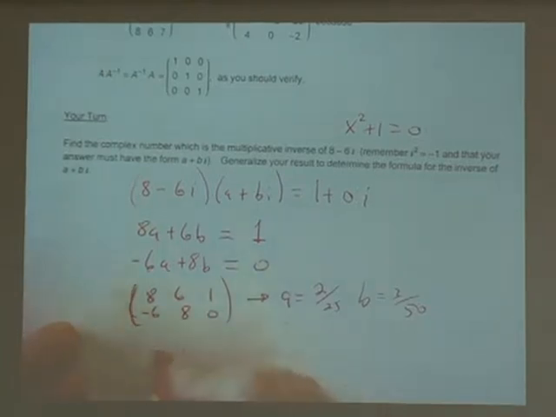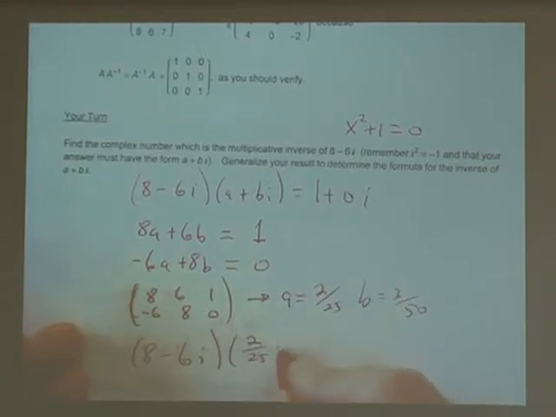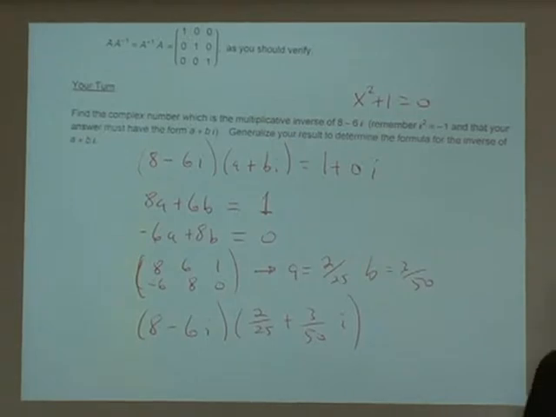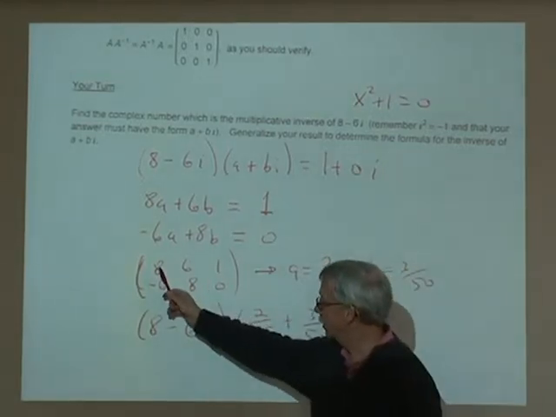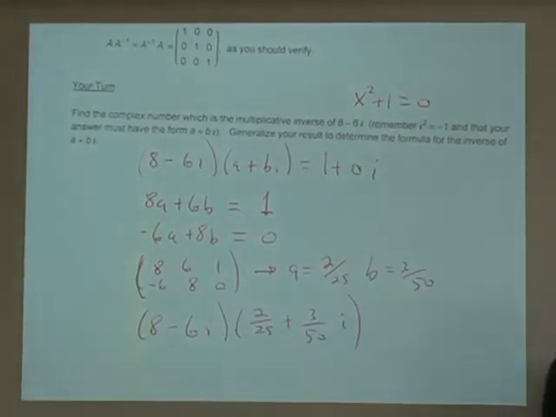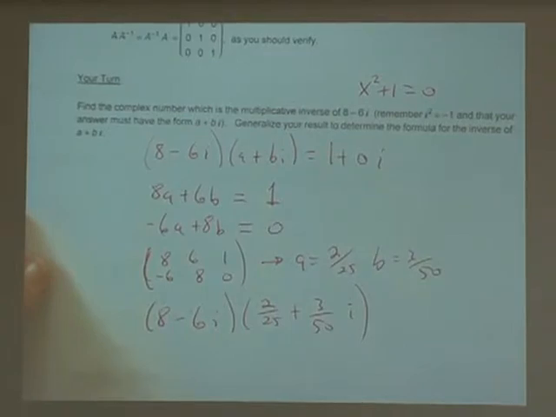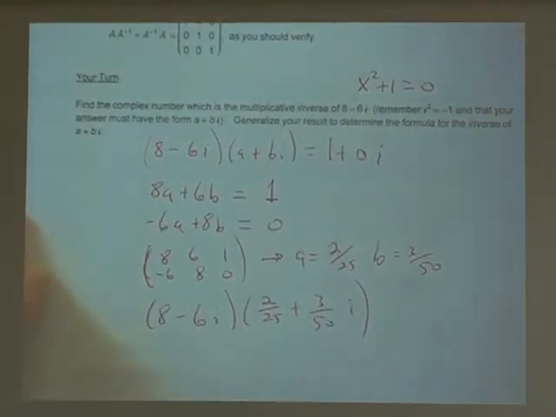So if I multiply 8 minus 6i times 2/25 plus 3/50 i, you should do that and prove to yourself you get 1 plus 0i as the answer. Then you can do exactly the same thing, row reduce, except having r, s, t, u in here and do it by hand. You can get a formula for the general inverse of a complex number. Which, if I remember right, is the conjugate over the magnitude squared. Something like that. Let's move forward.